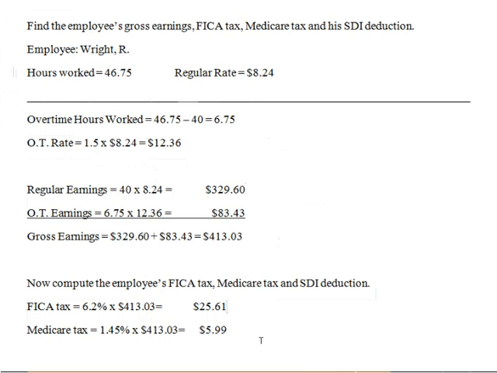Finally, we will compute the SDI deduction. SDI stands for State Disability Insurance, and that rate is 1%. So we take 1% of $413.03 to see that the employee's SDI deduction is $4.13.